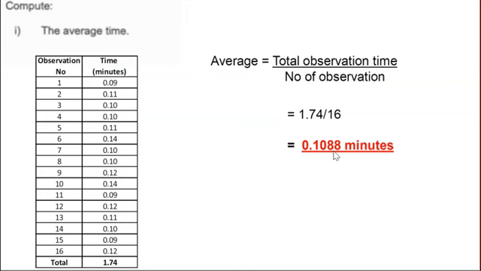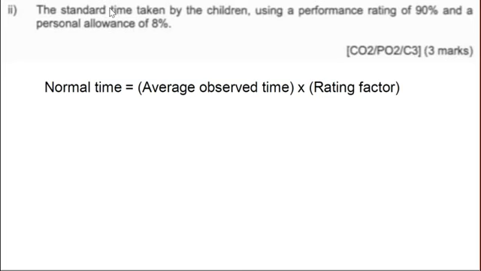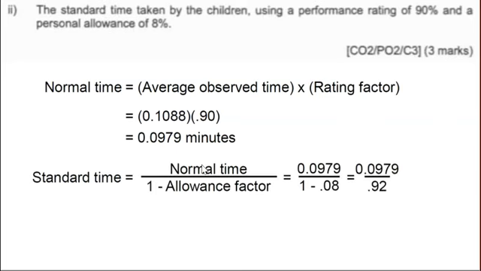So the average of the time is 0.1088 minutes. Next, they give us the performance rating 90% and personal allowance of 8%. So we need to find the standard time. From observed time, we convert to normal time first. The average observed time we calculated just now, and the rating factor is 90%. So the average observed time is 0.1088 minutes times 90%, 0.9. So we have 0.0979 minutes.